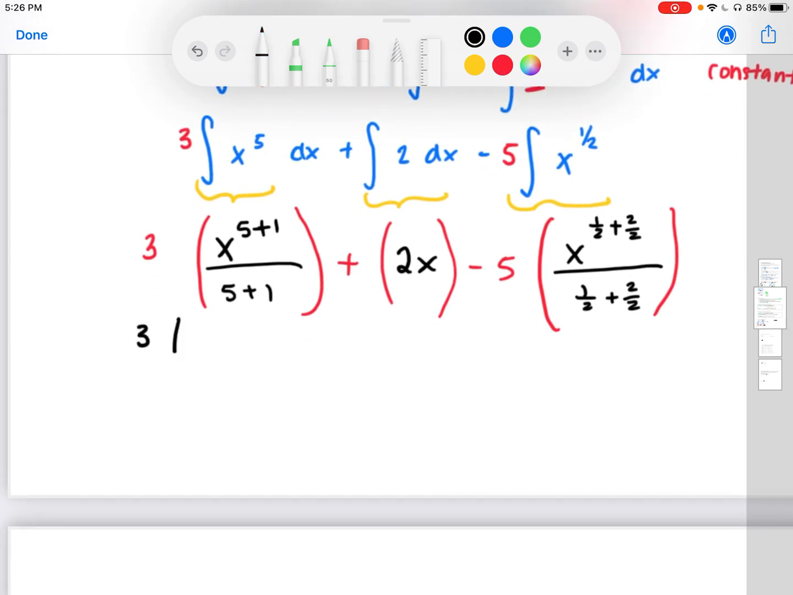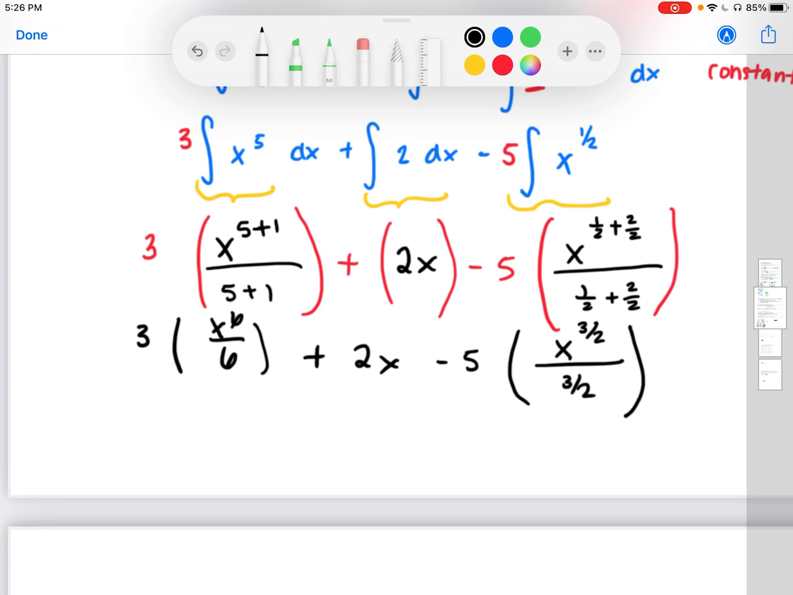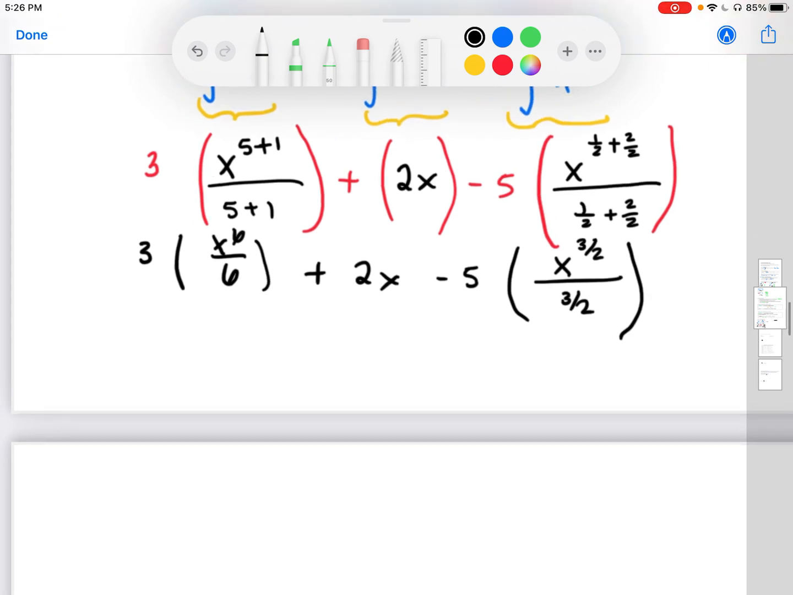So I have 3 times x to the 6 divided by 6 plus 2x minus 5 times x to the 3 over 2 divided by 3 over 2. Let's clean up a bit more. So we have 3 over 6 x to the 6 plus 2x minus, and think about it here, 3 over 2.